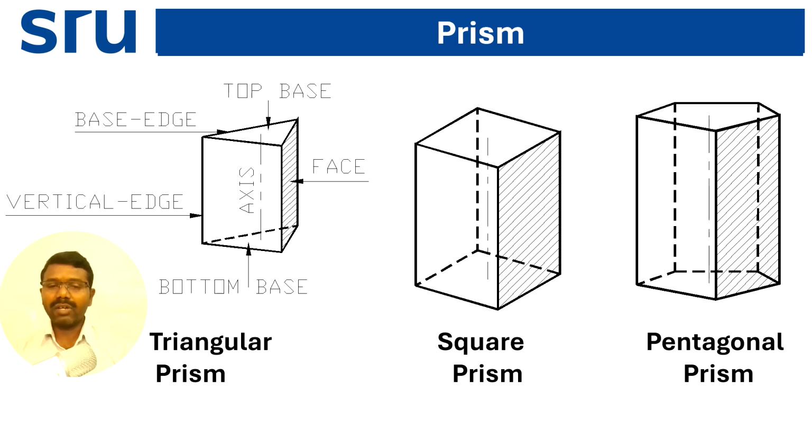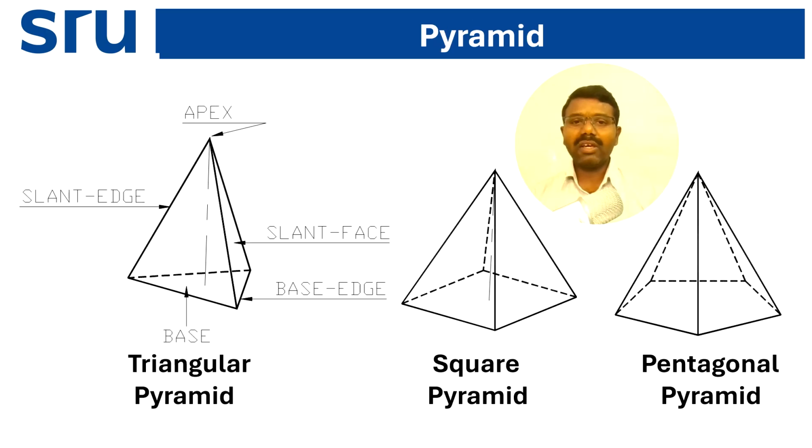Now the next category of solids is the pyramids. Here three types of pyramids are given: triangular pyramid, square pyramid and pentagonal pyramid. If you observe the triangular pyramid, it consists of one triangular base, connected with one apex which passes through the center, along the axis of the pyramid. So this is called the apex, a single point that is connected to all the base corners of this triangle. So this is called a pyramid.